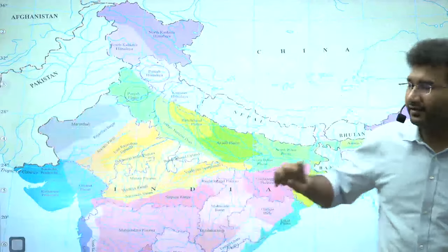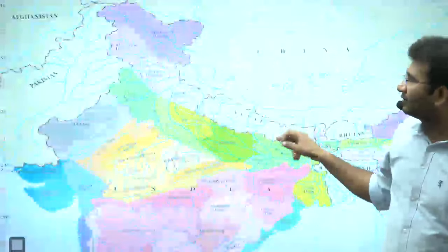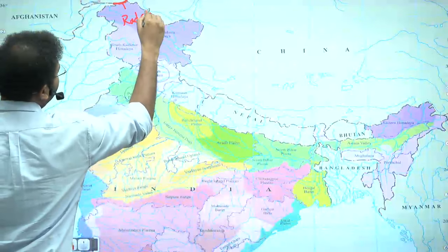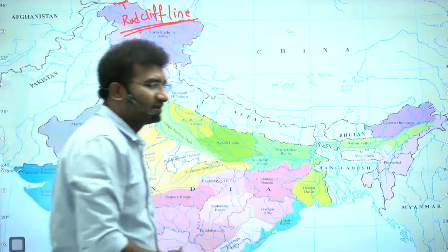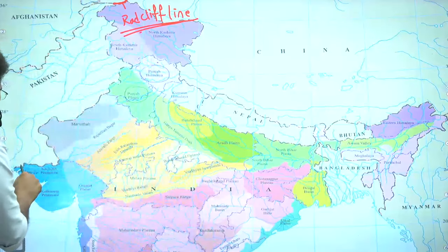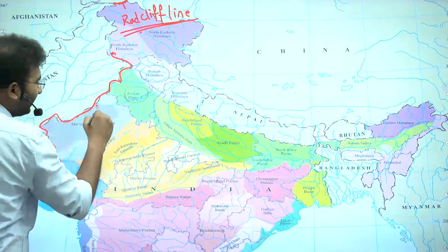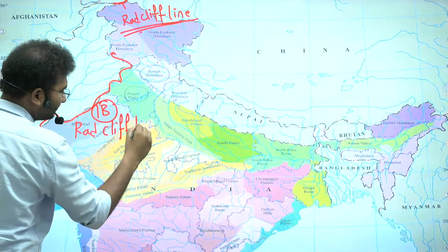But before that, you need to know that this is also the Radcliffe line. I wanted to show you this one. This small line is also the Radcliffe line. Like India and Pakistan, the boundary line which divides what is India and what is Pakistan, which is the international boundary, this is called the Radcliffe line.